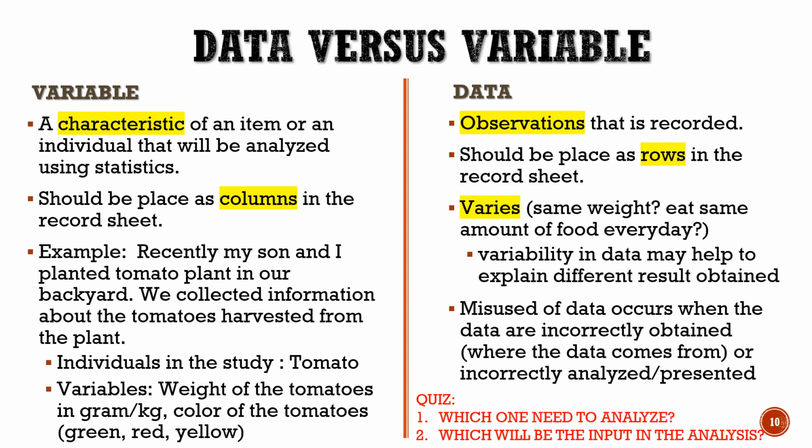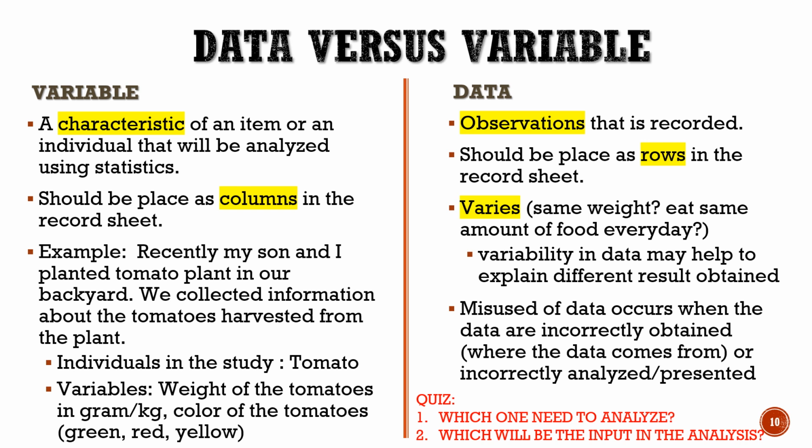Okay, meaning that when we want to collect the data, or in statistics we call it the sample, it may be incorrectly analyzed or presented. So this is during the analysis, where we might be using a wrong method of analysis. This is what we call misuse of data, whereby the variable is actually the characteristic of an item or an individual that will be analyzed using a statistic.